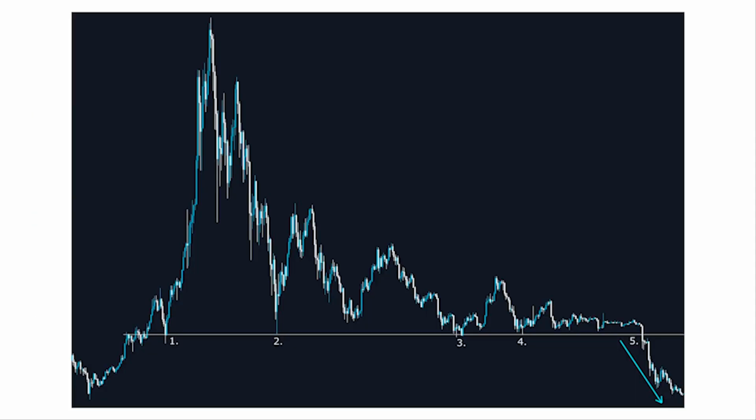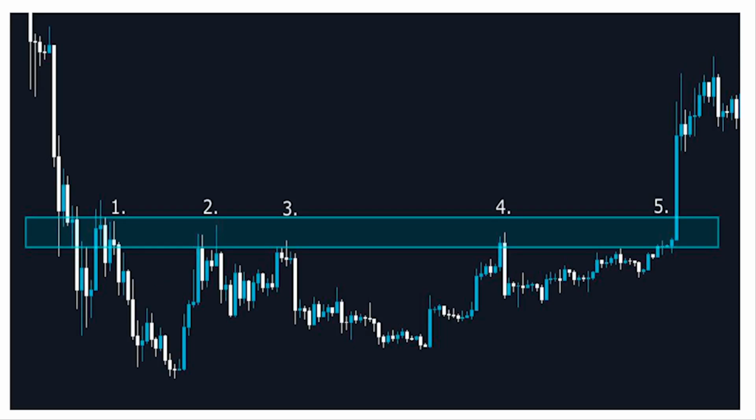Here we see a horizontal support. Whenever price came near the horizontal, demand stepped in to push the price back up. However, as we mentioned earlier, the more a level is tested, the weaker it becomes. After a 5th touch, there were no more buyers present to continue pushing the price up, and it eventually gave way to supply.